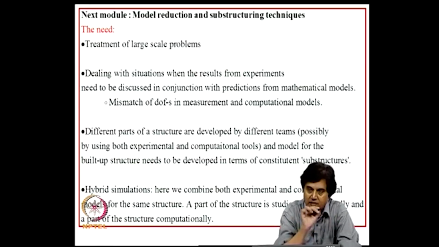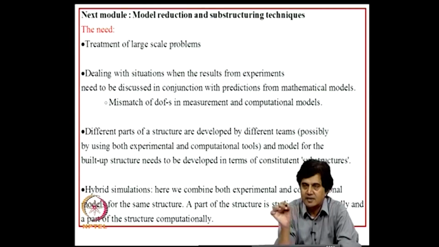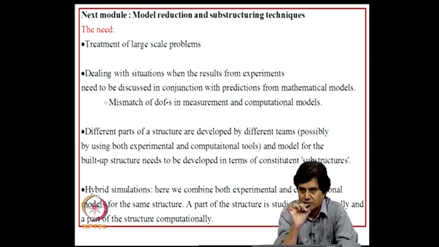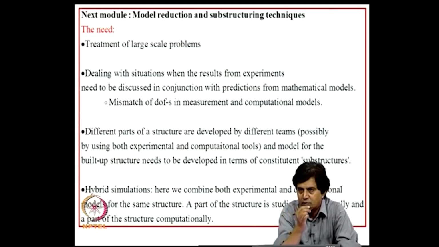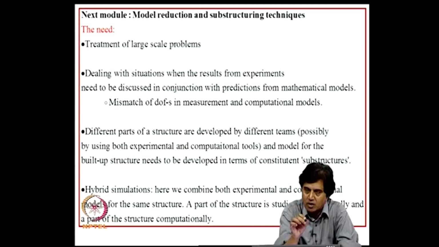For example, if you have an instrumented structure, and you have used say S number of sensors, the experimental model will have S degrees of freedom. But the computational model for the same structure can have a different number of degrees of freedom. Typically the size of a mathematical model could be fairly large compared with the number of sensors that we use in experimental work. So there is a mismatch of degrees of freedom in computational model and experimental model. So how do we deal with that?